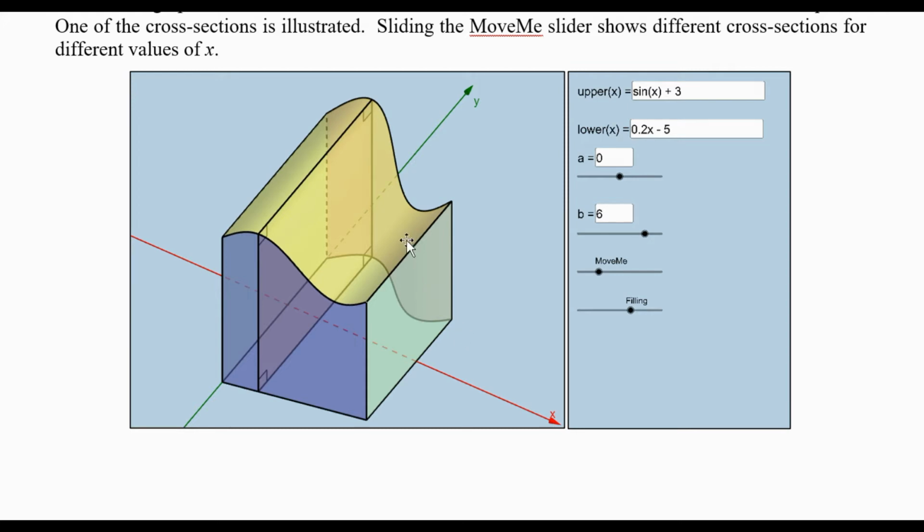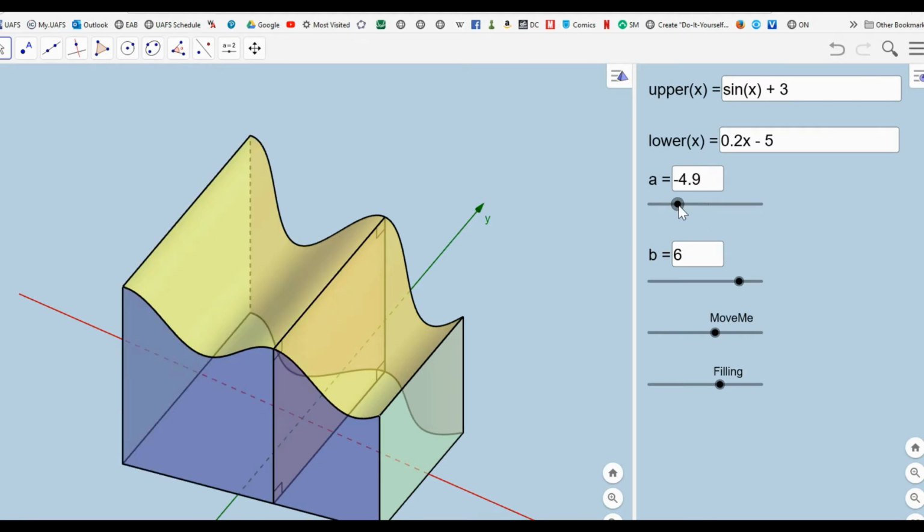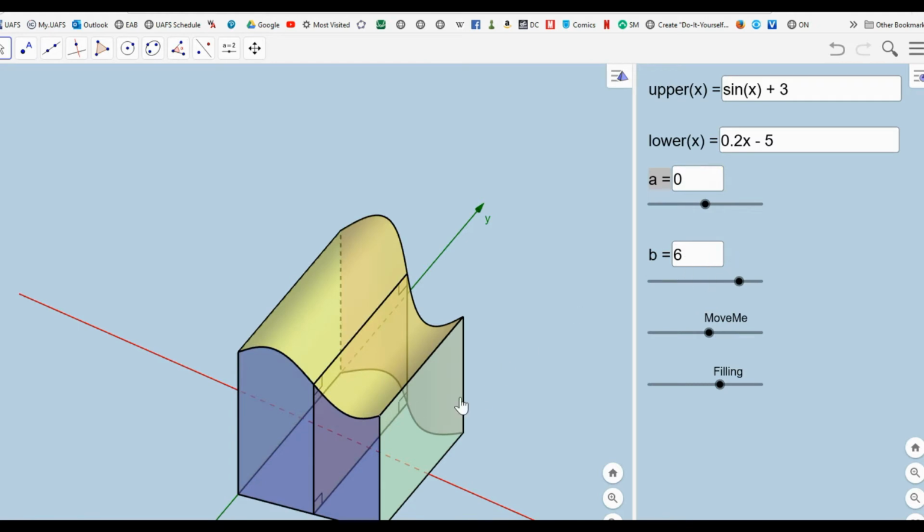Okay, and this is what the app looks like when you can substitute these things in. So here we have the app open, and you can see the shape here. I could change A to some other value by sliding that, or by just typing in a number there. Our value was 0. And again, you can change B the same way.